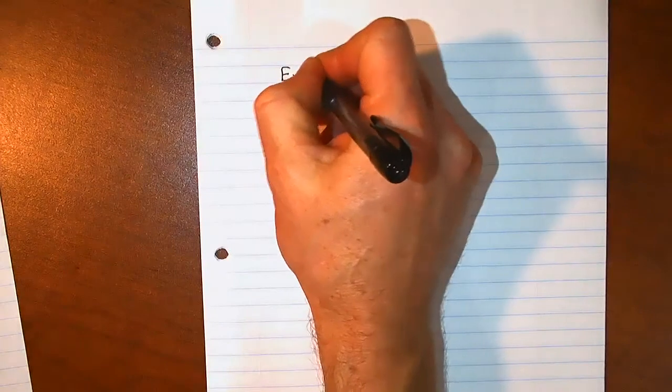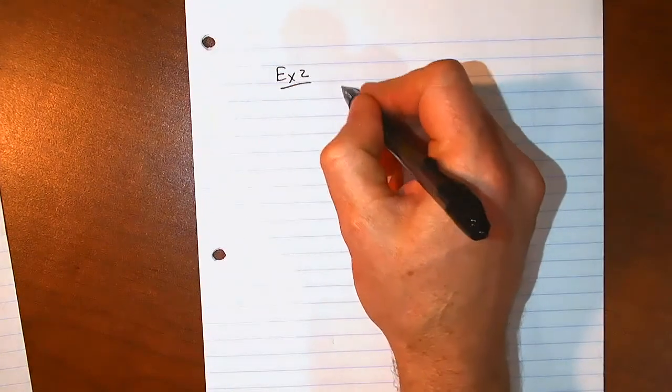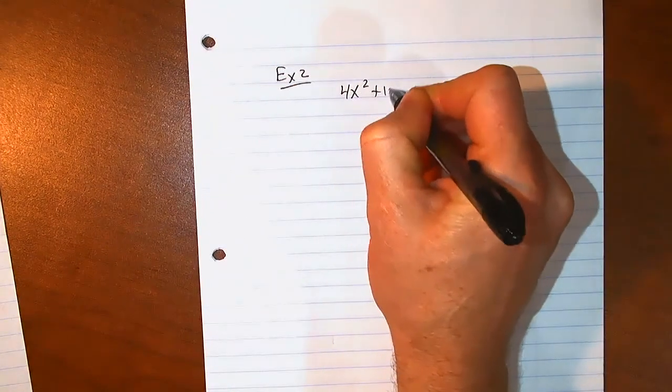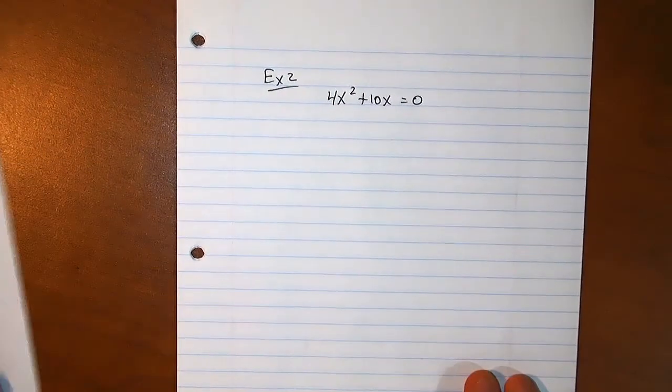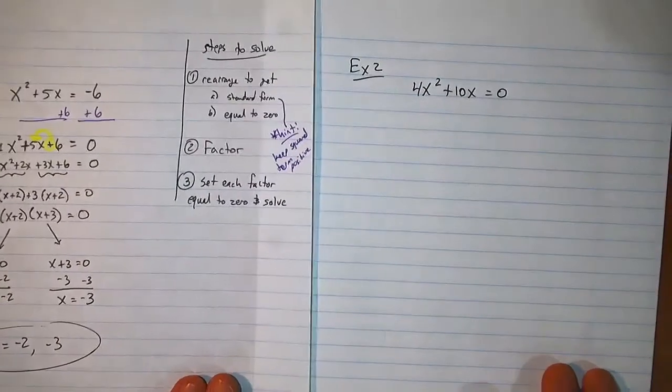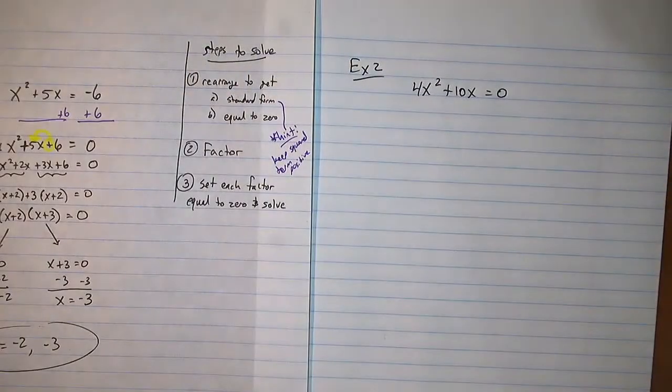Here's example number 2. We are going to solve the equation 4x squared plus 10x equals 0. Okay, so again, I'm going to encourage you, pause the video and try to use these 3 methods to solve this on your own, and then resume the video to check.